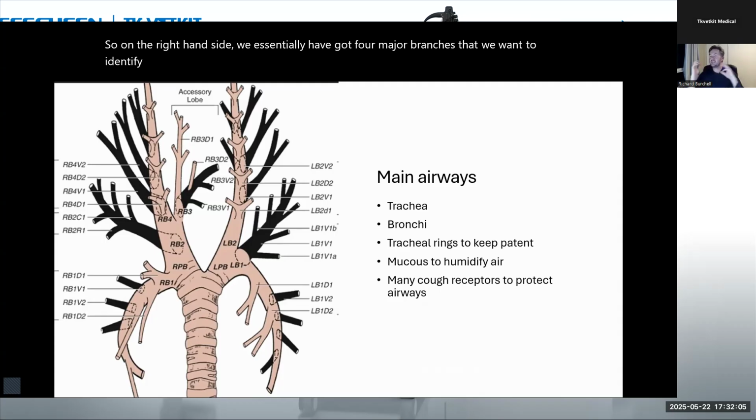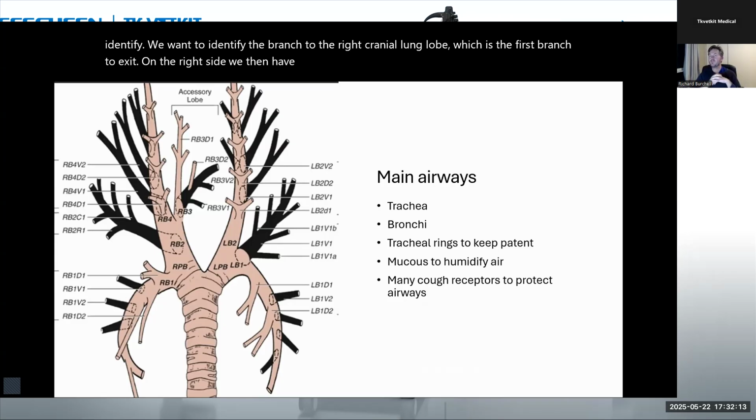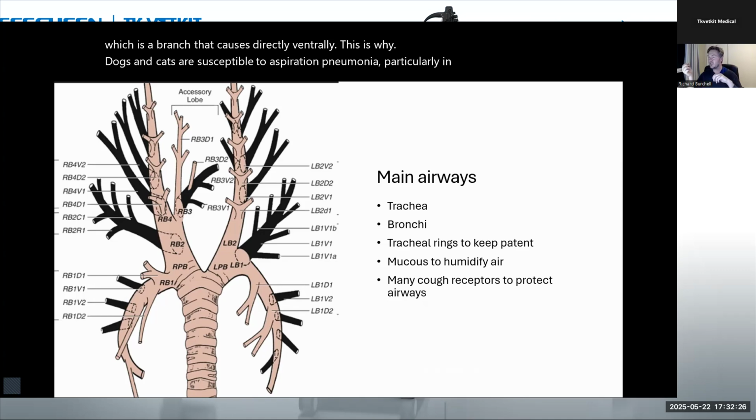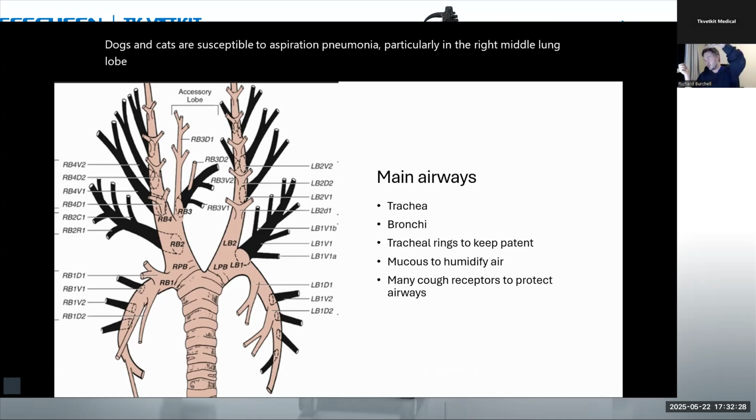We want to identify the branch to the right cranial lung lobe, which is the first branch to exit on the right side. We then have the next branch being the right middle lung lobe, which is a branch that courses directly ventrally. This is why dogs and cats are susceptible to aspiration pneumonia, particularly in the right middle lung lobe, because that bronchus courses directly ventrally.